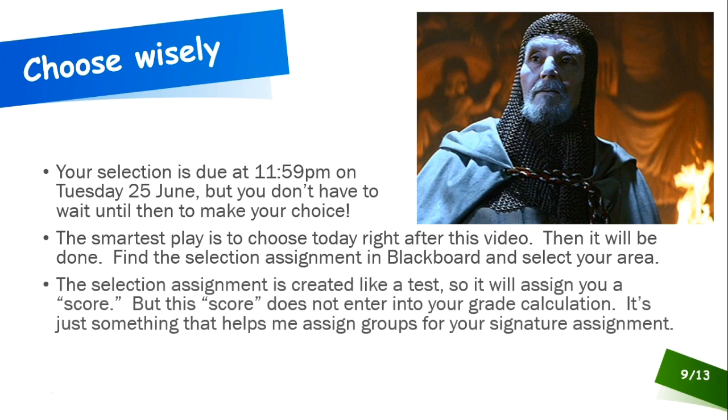Okay. Now, when you get done with this selection assignment in Blackboard, it's going to give you a score. And some people see that and they're thinking, oh my gosh, it's a partial score. It's less than 100%. Well, what does that mean for my grade?